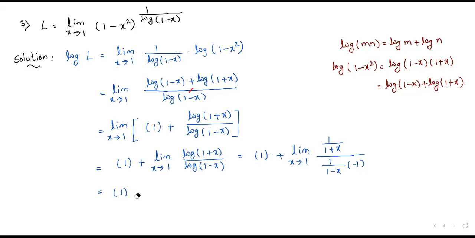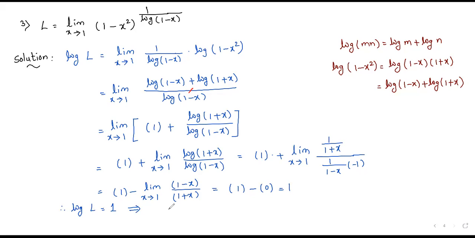First thing, this will be minus limit as x tends to 1, this 1 minus x will go up: 1 minus x divided by 1 plus x, is it right? So this is equal to, putting 1 minus x with x equal to 1, 1 minus 1 it will be 0, 0 upon 2, so it will be 0, so this is nothing but 1, right? So again the answer is coming 1. This is log of L, which is equal to 1.